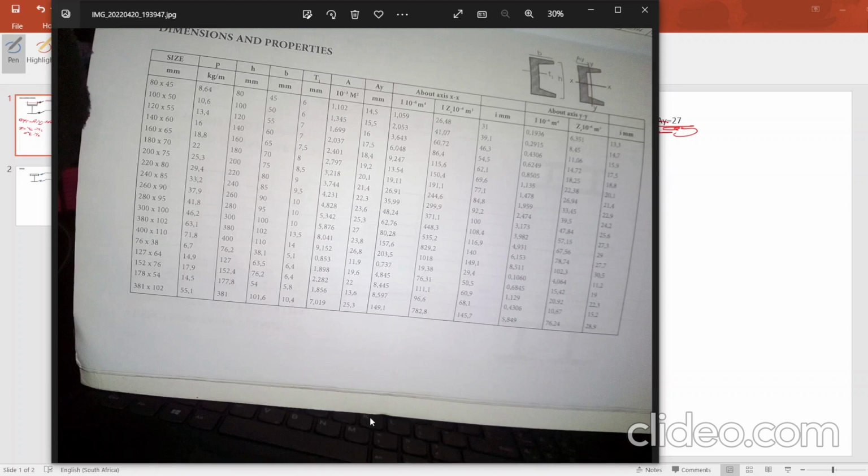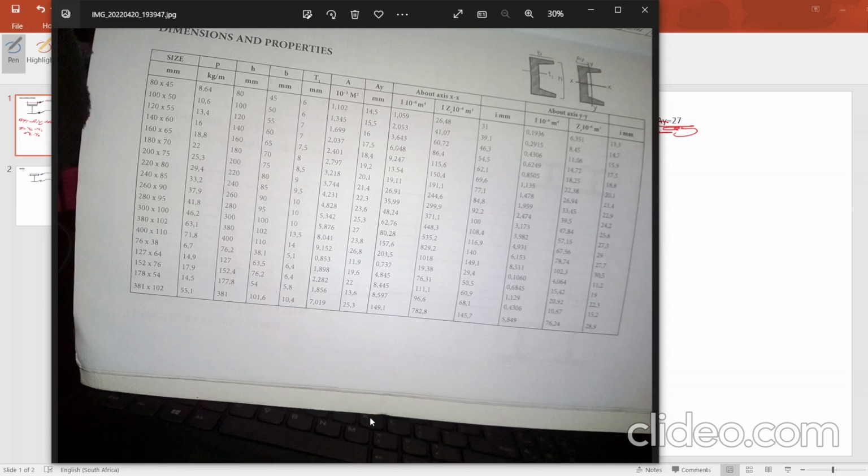Then when moving on that row, you can tell that the height is 300, the base 100, then the thickness is 10. For now, we're not going to use thickness, based on how our channel is placed. Then the area, obviously we will use in calculating the centroid, and in calculating the second moment of area. Then the AY, there it is, the column of AY, there it is 27.